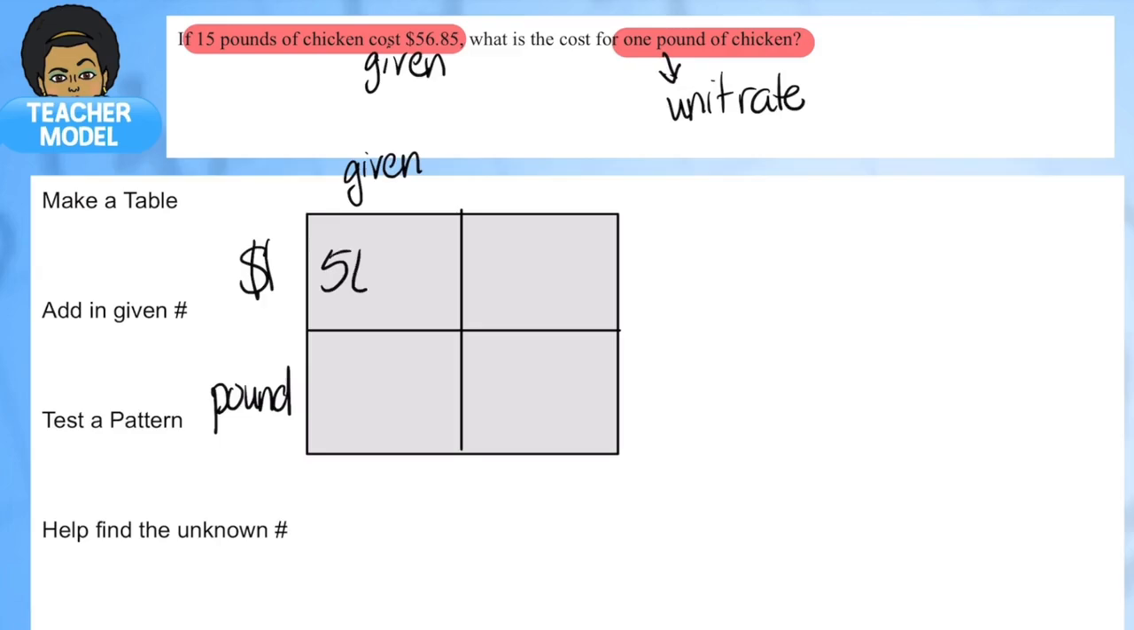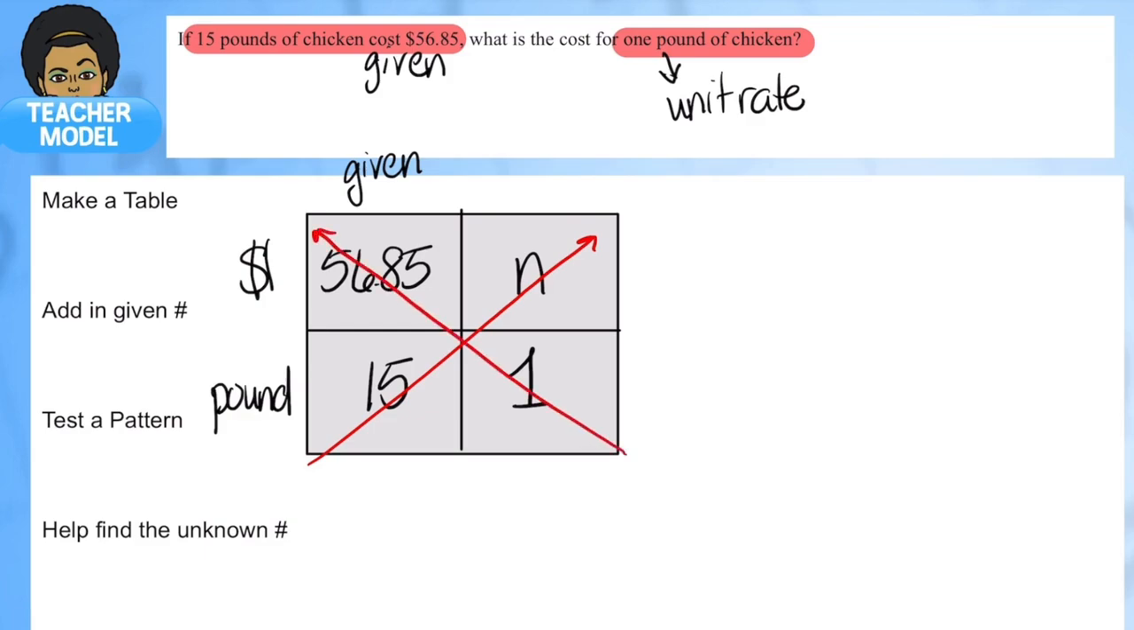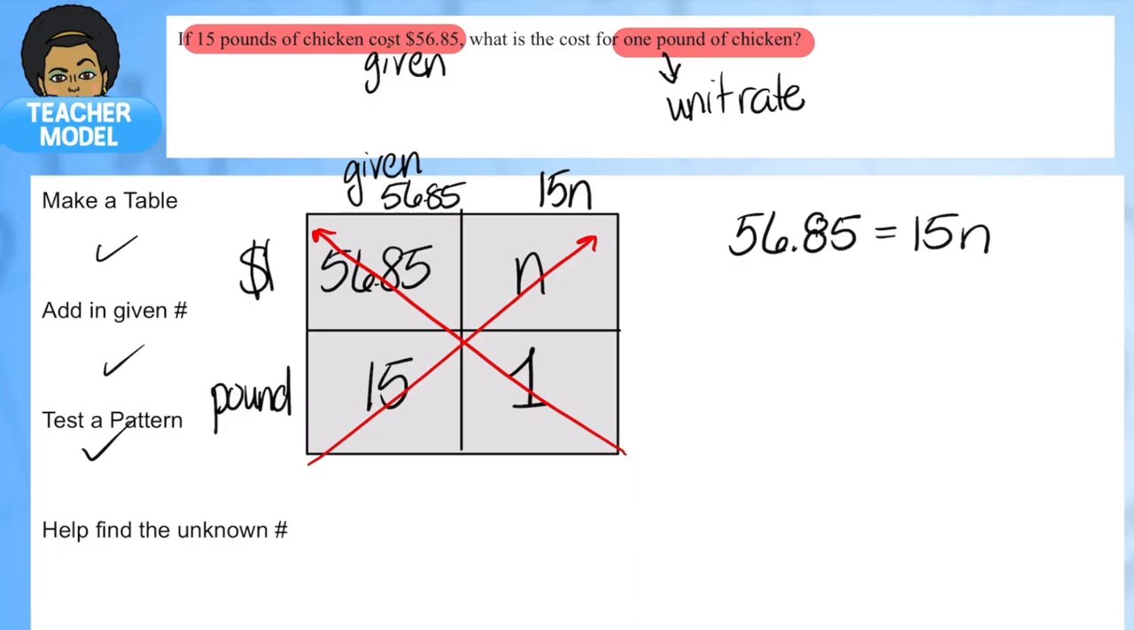What do we know? If you spent $56.85 for 15 pounds, what is the cost for 1 pound? So this is a part that is unknown. We're going to cross multiply. And you can see how this starts to get more and more automatic the more we do it. And we have here 15N is equivalent to 56.85. So now let's use our cross products to solve. 56.85 is equal to 15 times the number.